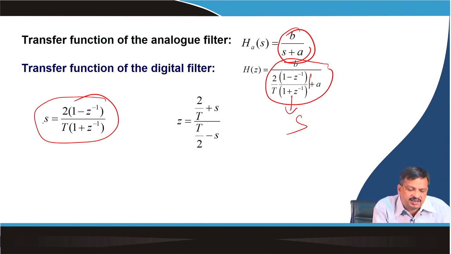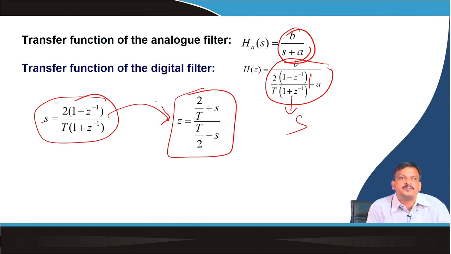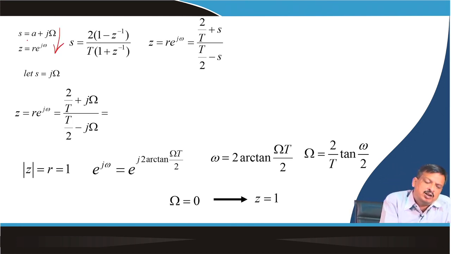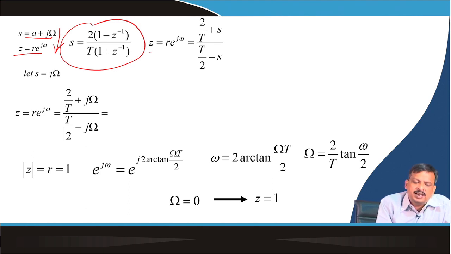If this is s, then from this equation I can calculate what is z. Okay, and then the mapping, what else is there? The mapping between the s plane and the z plane. So s equals a plus j omega, z equals r e to the power j omega. So s equal to this one I know. So I can say z equals r e to the power j omega.